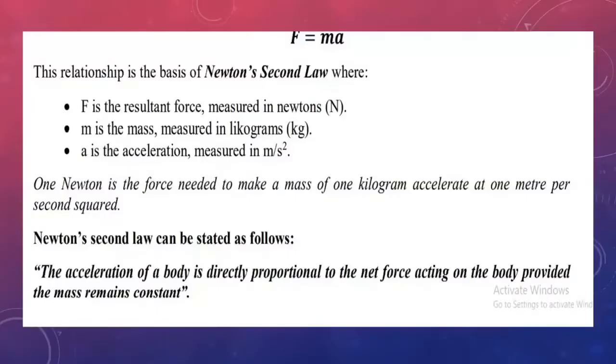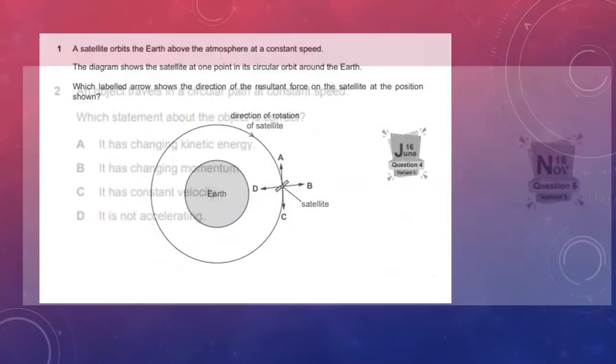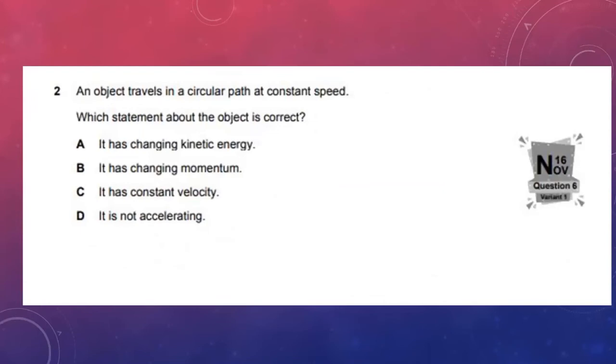The third choice, C, said it has constant velocity. We said constant speed, but variable or changing velocity, because the object changes its direction all along its path around this circle. So constant velocity is the wrong answer.